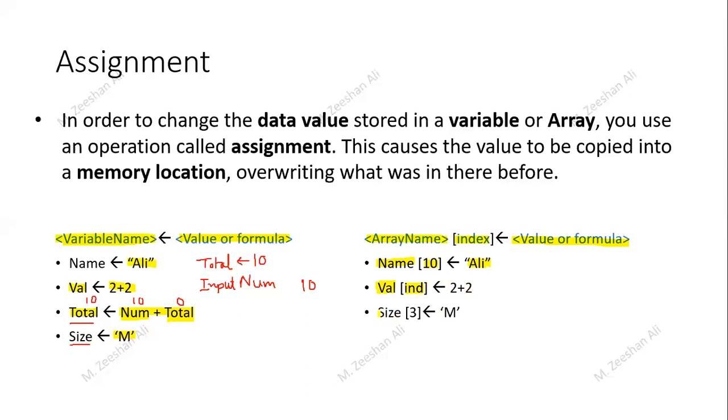Okay, you can see the third example: size, then the position, and then the value that you are storing into it. I hope it is clear to you now what the main differences are between assignment and declaration, how we do the declaration of constants, arrays, and variables, and how we assign values to them. Okay, thank you very much. Allah Hafiz.